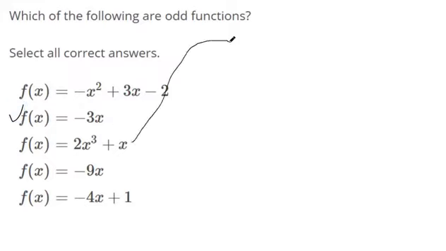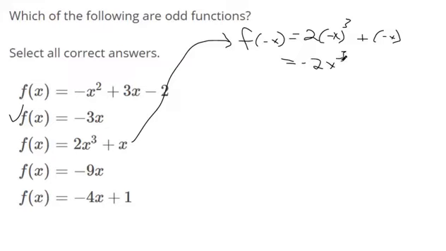Okay, let's do this one. So I'm replacing every x with negative x. A negative value cubed stays negative. So this is the same thing as saying negative 2x to the negative third. And then plus a negative x, I'm going to write that as minus x. Look, this is the same thing as if you multiplied the original function by -1. Negative, negative, right? So this is odd. And if it's odd, it can't be even.